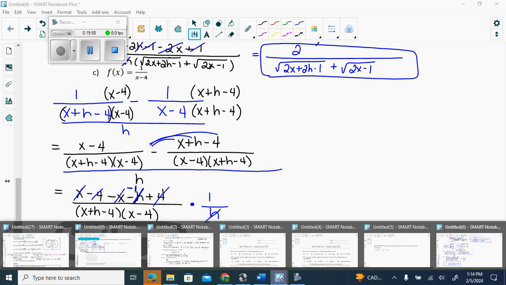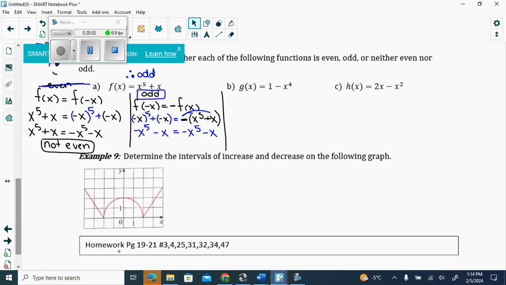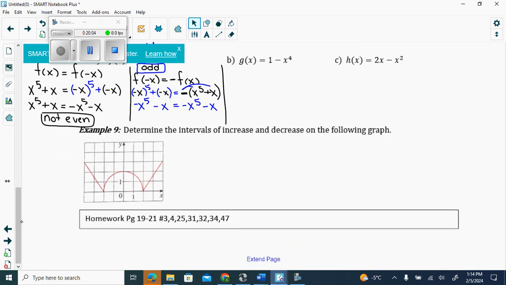So, we're here. Can I get you guys to turn back to this page, example 9?